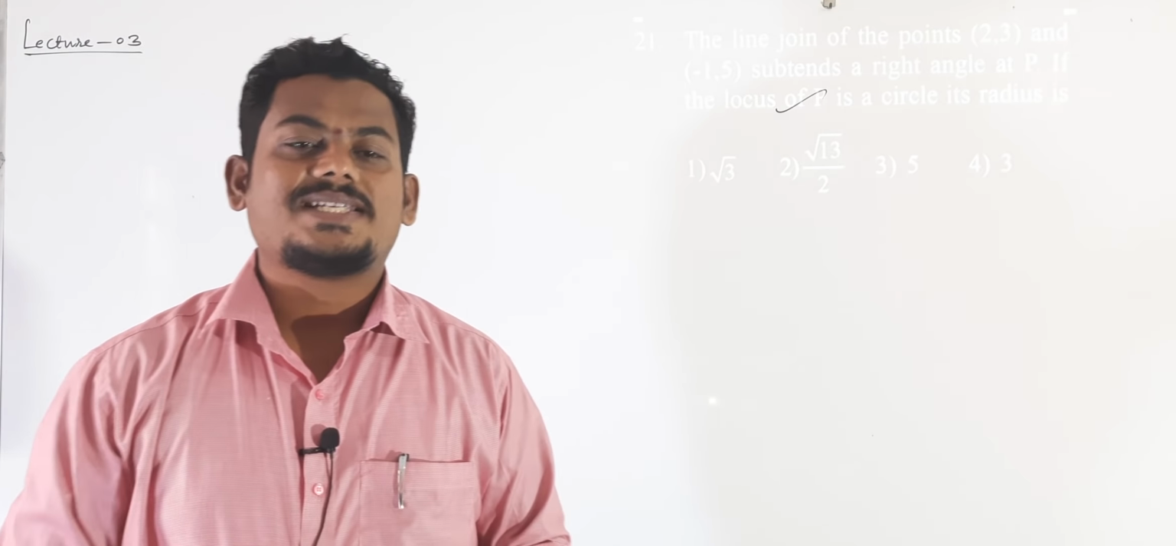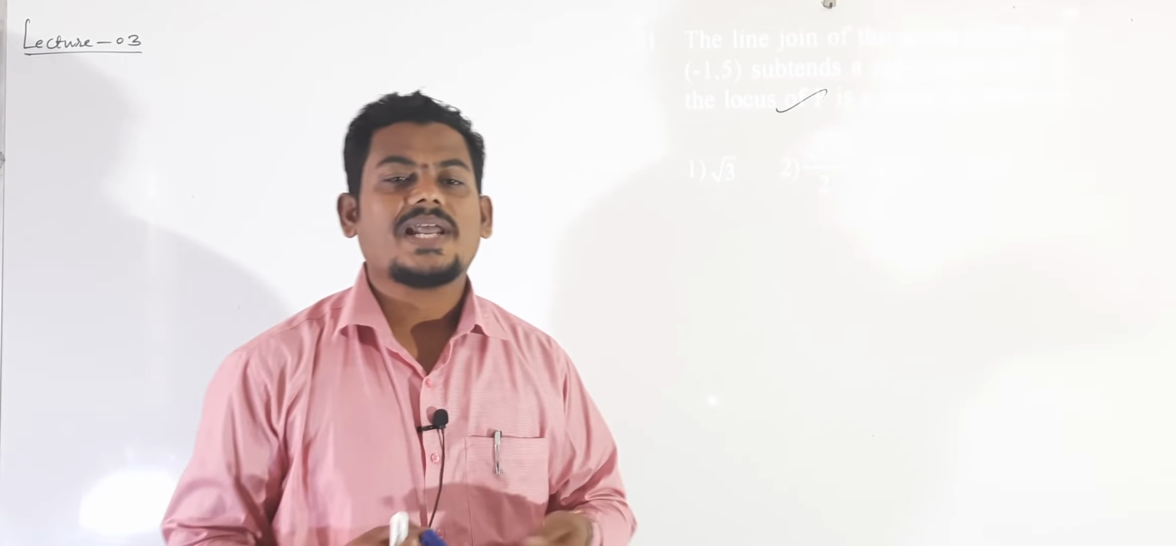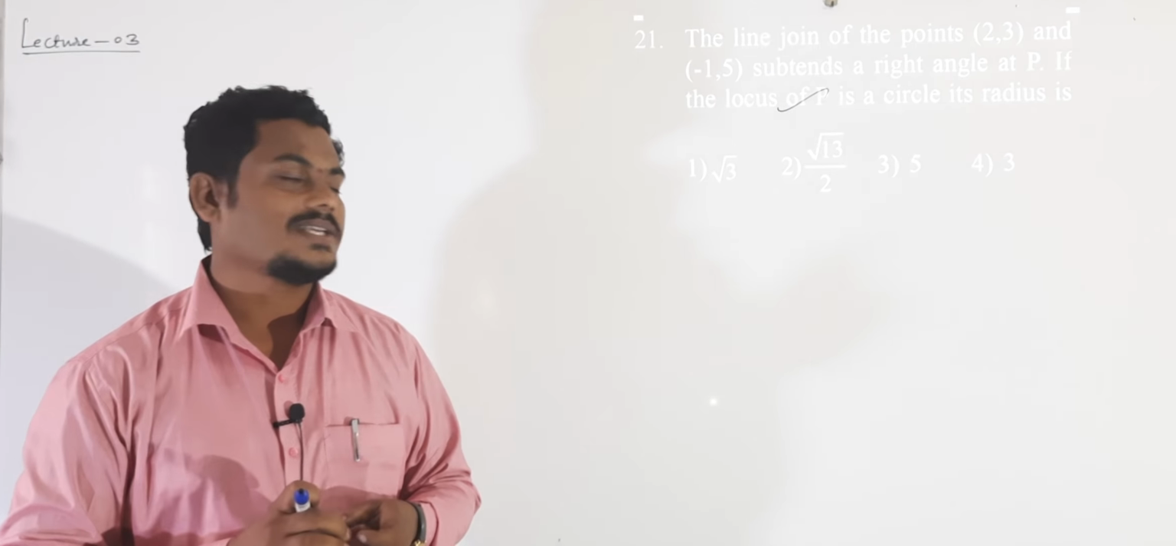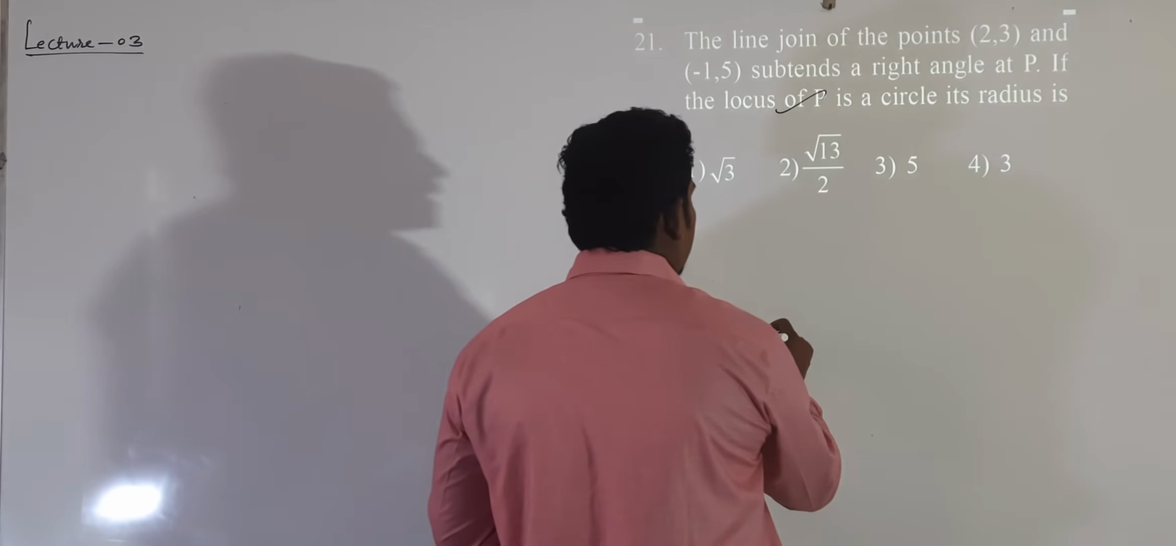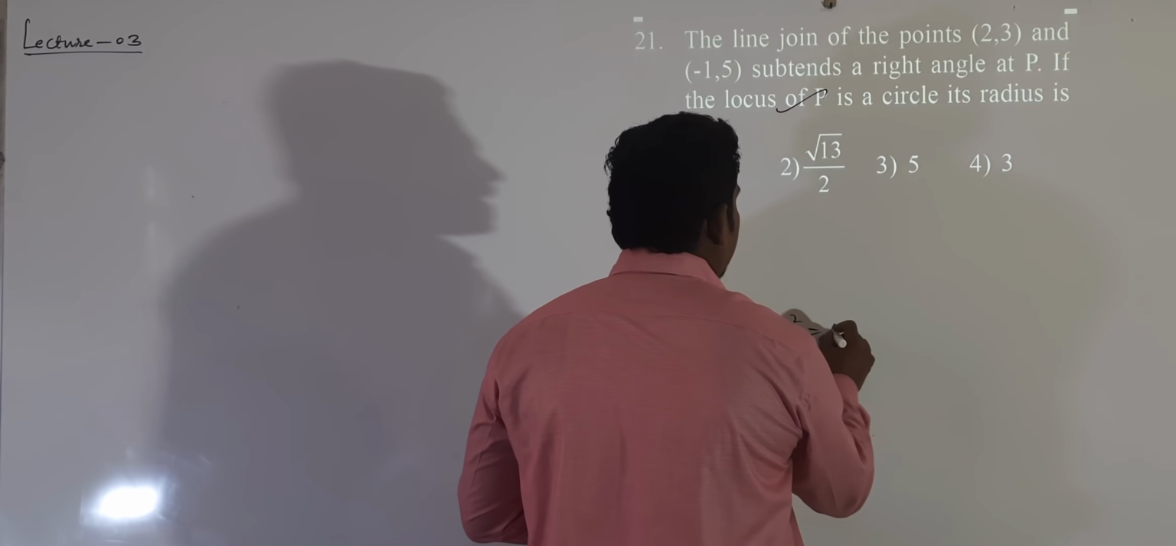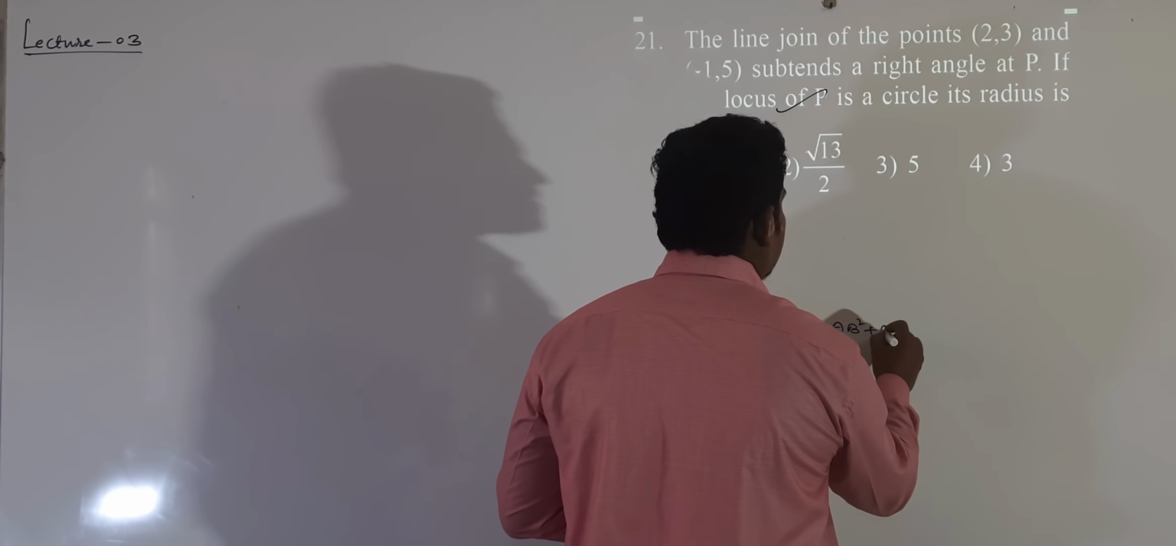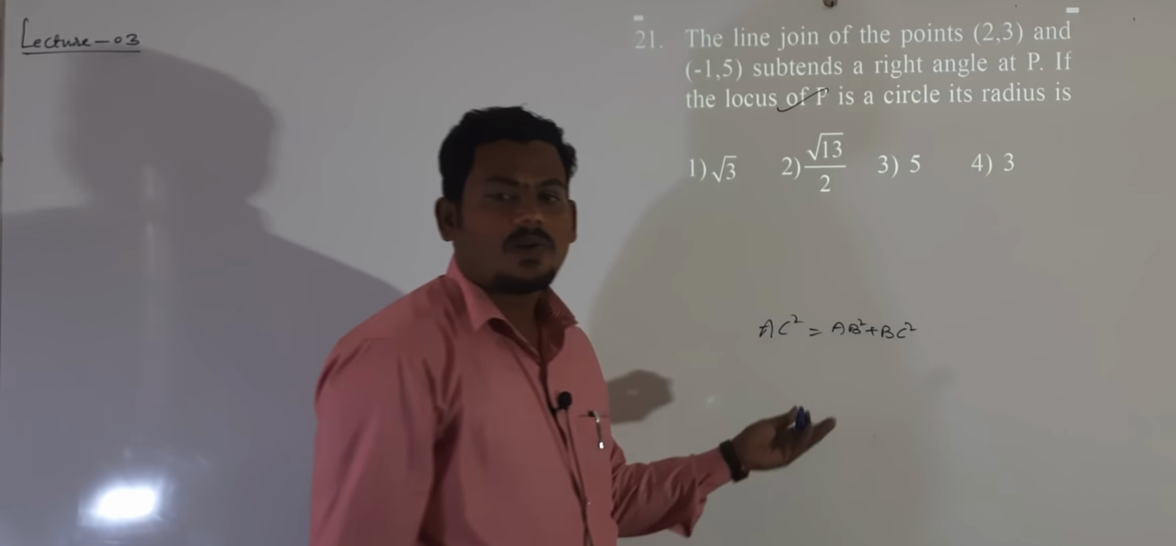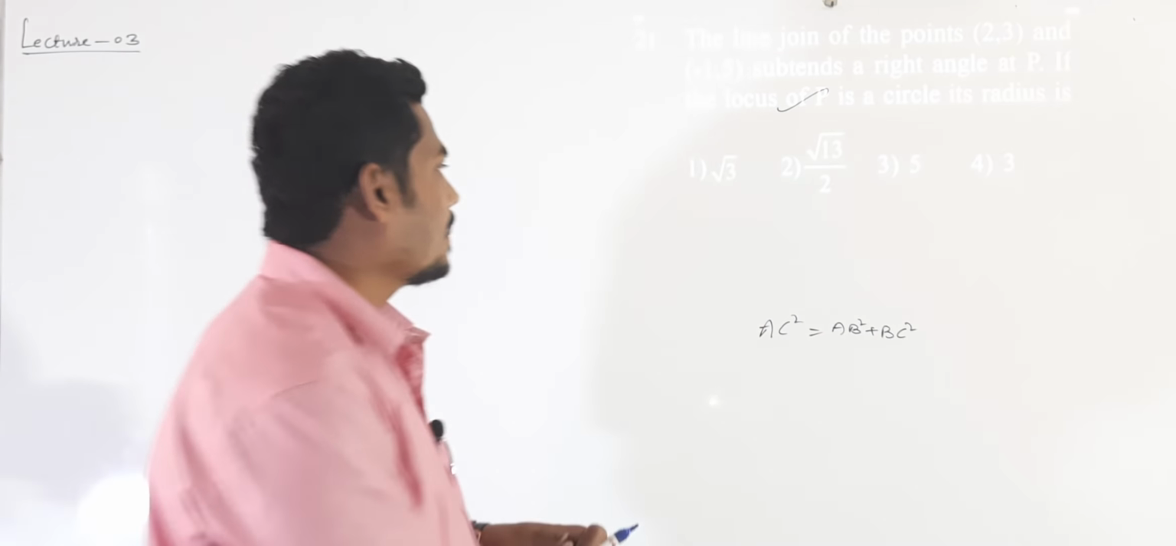Locus means one condition, a geometrical condition, is known as a locus. Locus means geometrical condition. For example, AC square is equal to AB square plus BC square. This is known as one of the loci. Locus means geometrical condition, right?